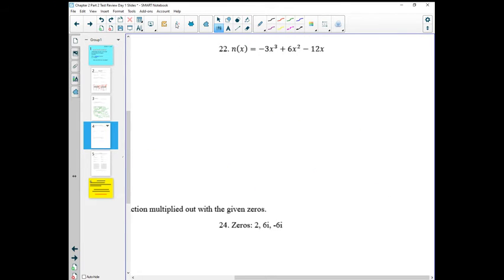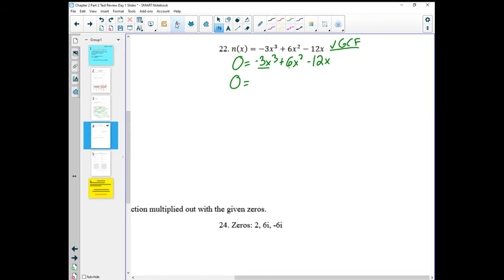On question 22, it states n of x equals negative 3x cubed plus 6x squared minus 12x. First, we're going to set the entire function equal to 0, because that's what we're solving for, are the zeros. Now I'm going to see if I can factor the right side. Since this is a polynomial, let's check the GCF first.